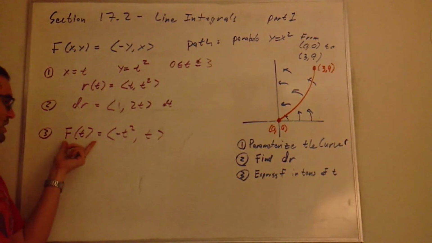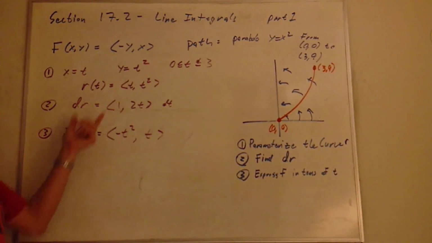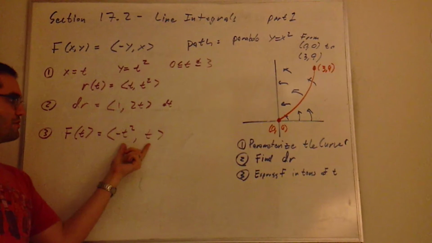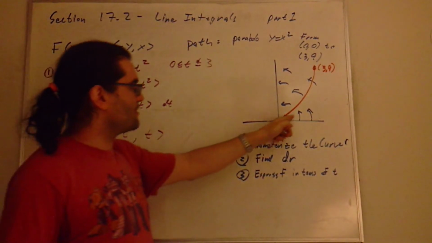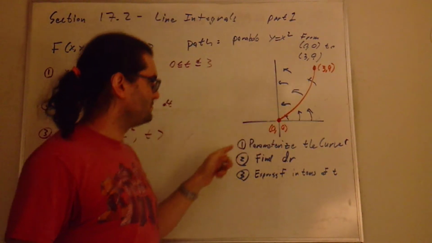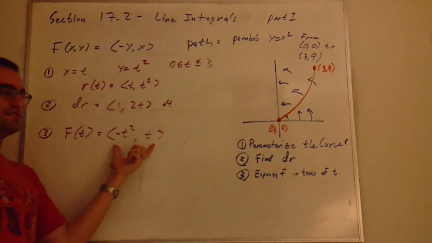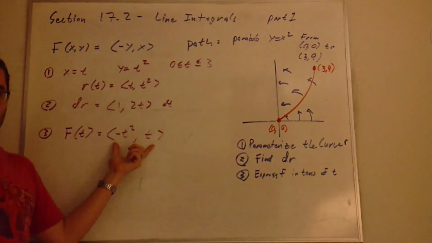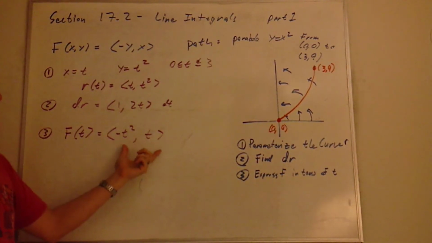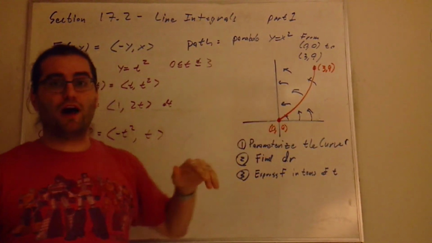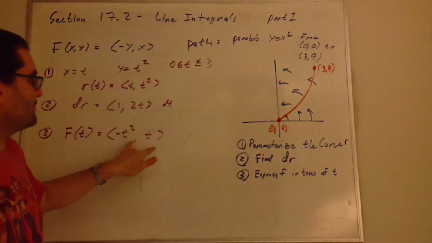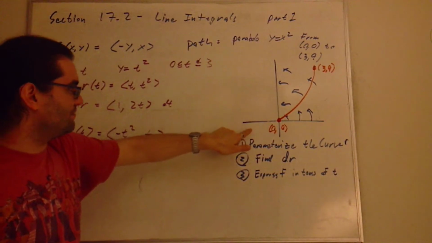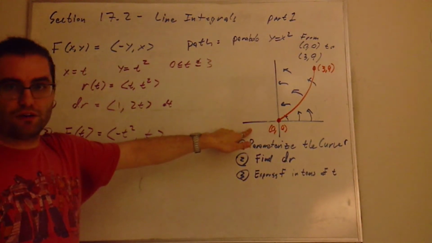So this is my vector field expressed in terms of t. This is what the vector field is doing along this path. And this is a simplification of this vector field. This only works on this path, but this path is the only thing I care about. This won't tell me what the vector field is at negative 3, negative 1.